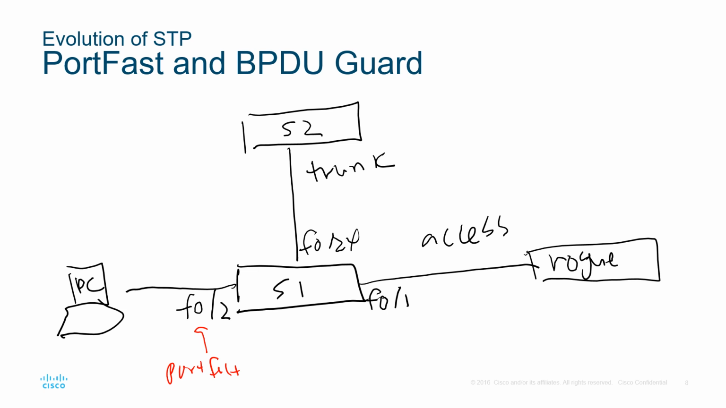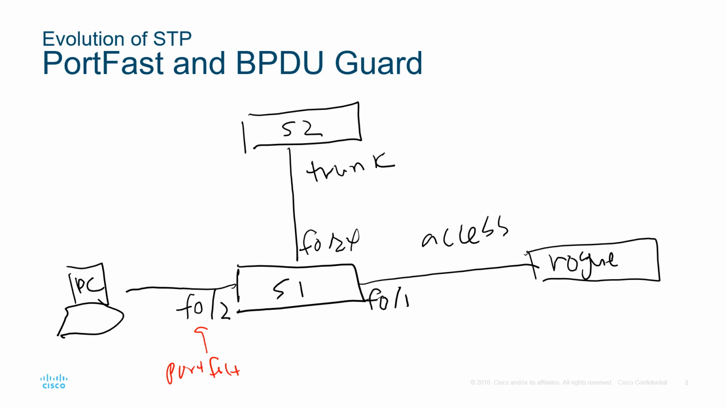But we cannot enable PortFast on F0/24. Why? Because F0/24 is a port in trunk mode, right? Switch 1 is connected to another switch, so it will become trunk mode. So we do not configure PortFast on F0/24 because we do not want looping to happen. Because when you configure PortFast, you will not be part of the STP network.